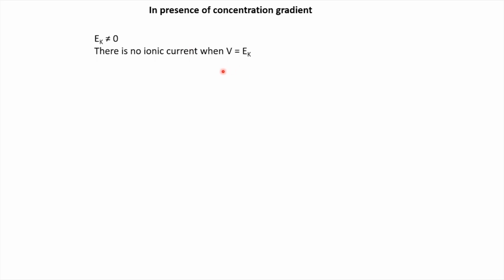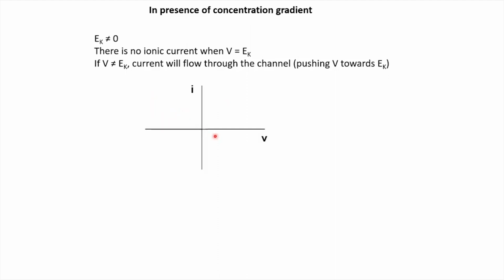But if the voltage is different from Ek, then there will be a current through the potassium channels, and that current will be in a direction so that the voltage can come back towards Ek. We can now redraw the IV curve and see what it would look like. So earlier the IV curve was a line passing through the origin whose slope was gamma k, where gamma k was the conductance of the channel. Now in the presence of concentration gradient, when V is 0, the current will not be 0 in that case, because the equilibrium potential is minus 75.